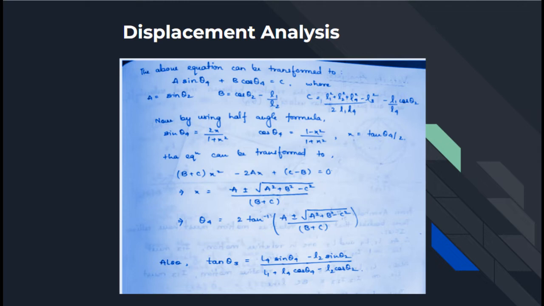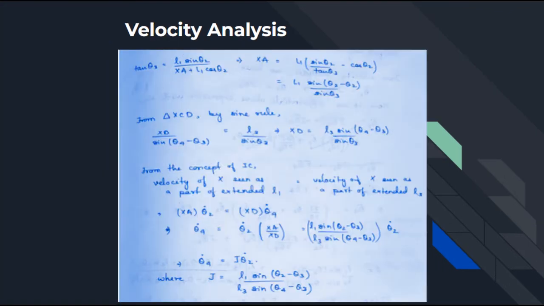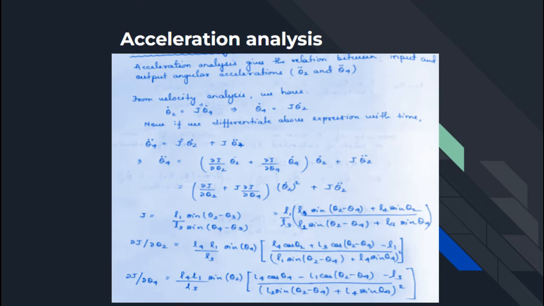Now moving on with the velocity analysis. Velocity analysis gives the relationship between the input angular velocity and the output angular velocity. Using Arnold Kennedy's theorem, we get the relationship between these two velocities. After simplifying the equations, we get θ4 dot equals Jacobian times θ2 dot. Now moving on to the acceleration analysis. Acceleration analysis gives us the relationship between the input and the output accelerations. Differentiating the equations obtained from the velocity analysis, we get the equations as shown in the slide.